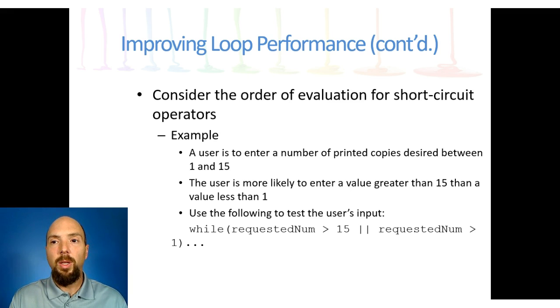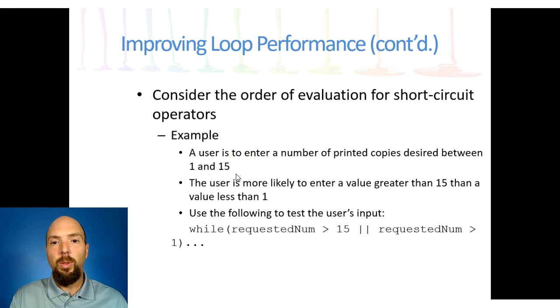All right, so we can do some other things where we can short circuit operators. Sometimes we're going to tell the user enter 0 or 999 to quit. We may ask the user to enter one of those, and if it's more likely for them to enter 0 to quit, then I want to put that as the first conditional statement. So in this example, we're asking the user to enter a number of printed copies desired between 1 and 15.